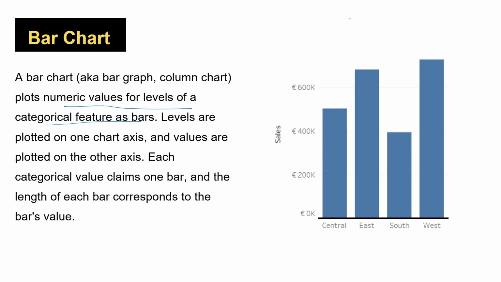Yeah, so this is how a bar is represented. Levels are plotted on one axis of the chart and the values are plotted on the other. So here are the levels, and here are the values. Each categorical value claims one bar. So the central category holds this bar, east holds this, south holds this, and west holds this. And the length of the bar corresponds to the bar value.